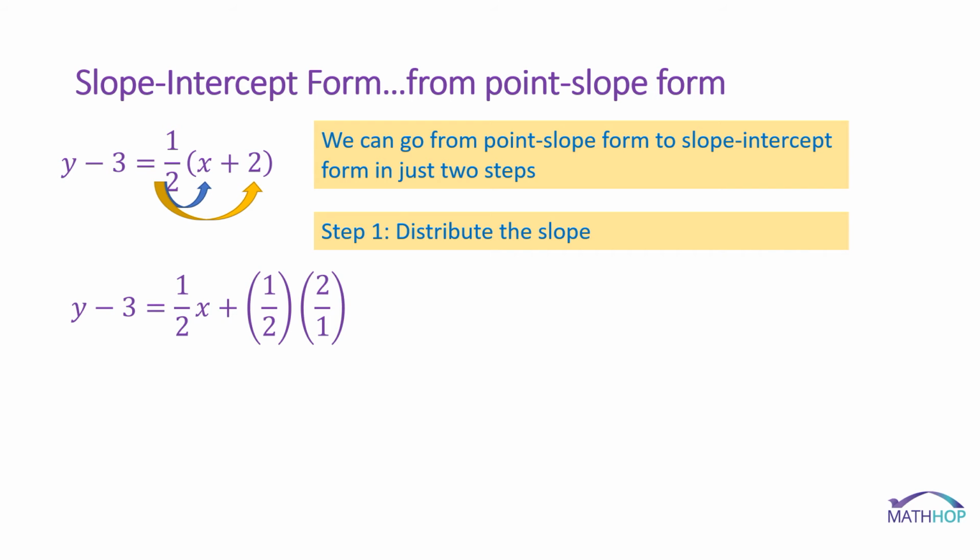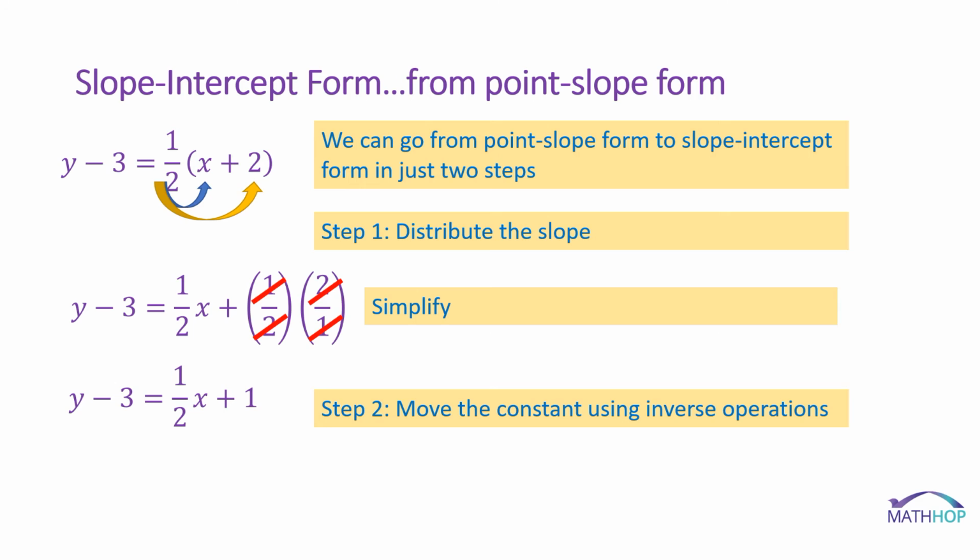So we have y minus 3 equals 1/2 x plus 1/2 times 2 over 1. You might not need to put 2 over 1, but I put it there to show you. Let's simplify this. We will divide out our 2's and divide out our 1's, and we end up with y minus 3 equals 1/2 x plus 1. We are not yet in our favorite y equals mx plus b form. We need to get rid of that negative 3 that's on the left side with our y.